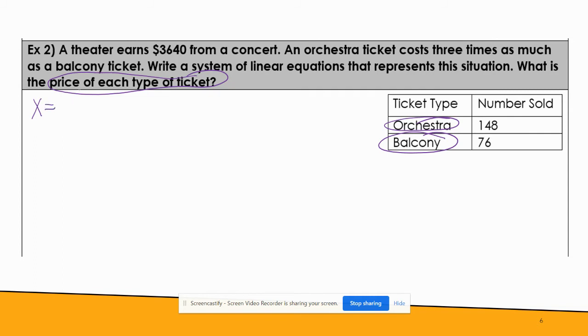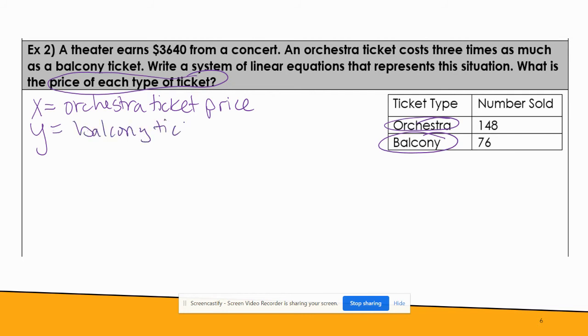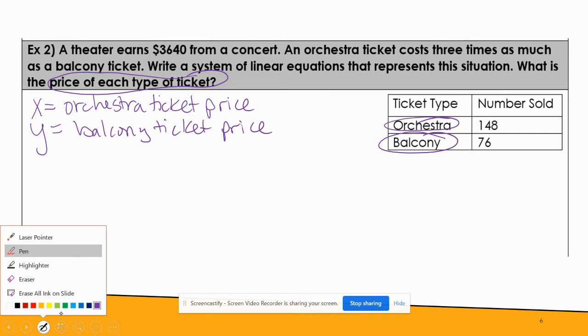I am going to make X the orchestra ticket price, and I'm going to make Y the balcony ticket price. Now we do have to make sure that we identify our variables. You do not have to use X and Y. You could use O and B, A and B, whatever. The letters really don't matter.